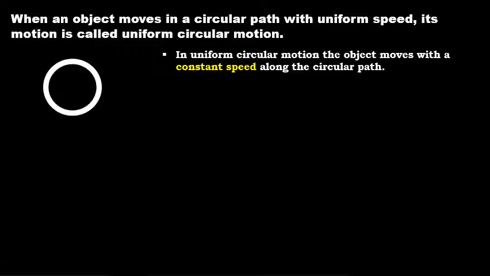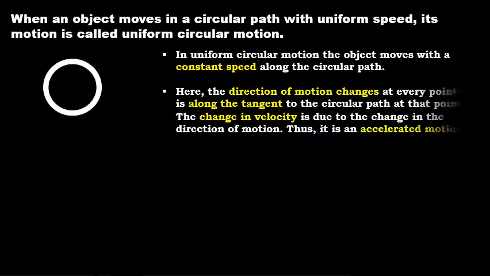But since it is moving along a circular path, its direction of motion keeps changing. So the direction of motion changes at every point, and at every point the direction of motion is given along the tangent to the circular path at that point. Also, even though speed is constant, the direction of motion is changing, which results in a change in velocity, and because the velocity of the object is changing at every point, it is an accelerated motion. So speed remains constant, but velocity changes due to change in direction of motion of the object.